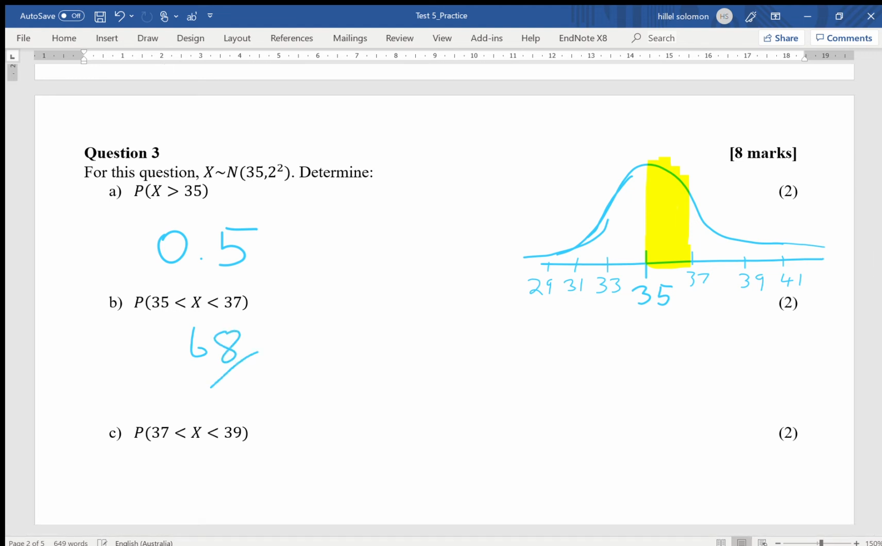68 divided by 2, which gives me 34%, and I'm going to write that as a decimal for the probability, so probability equals 0.34.